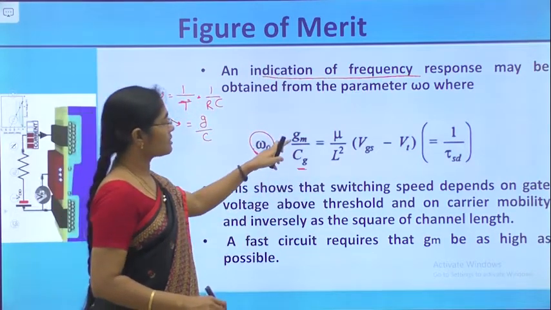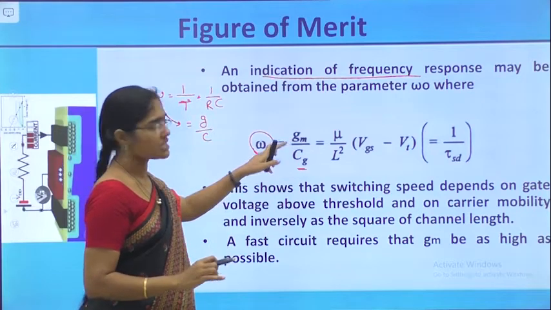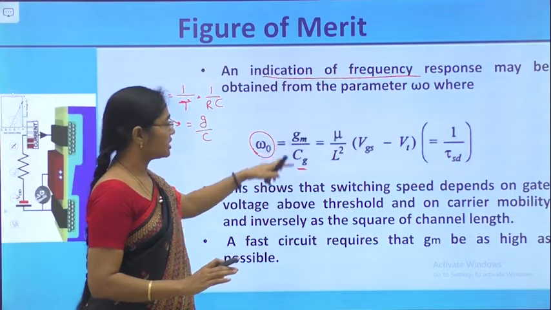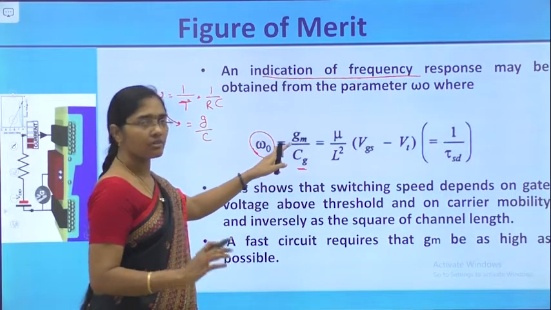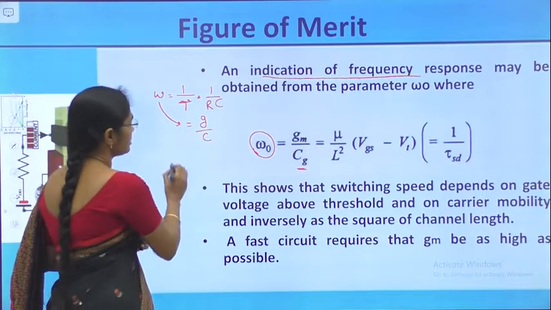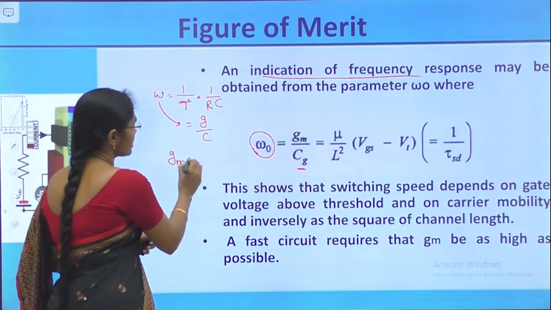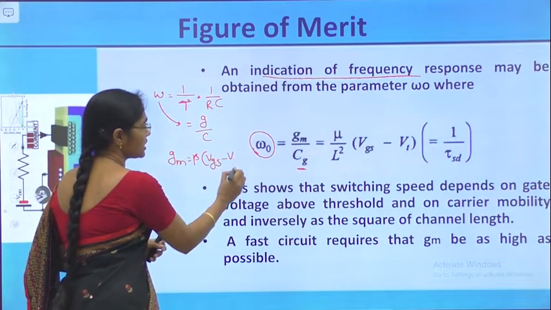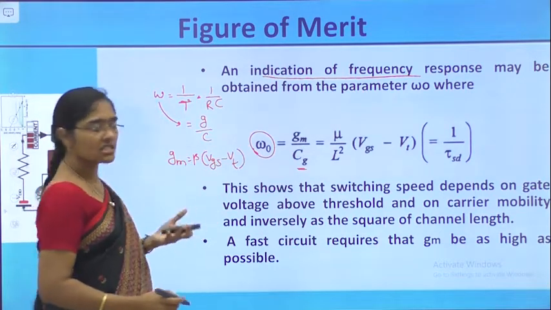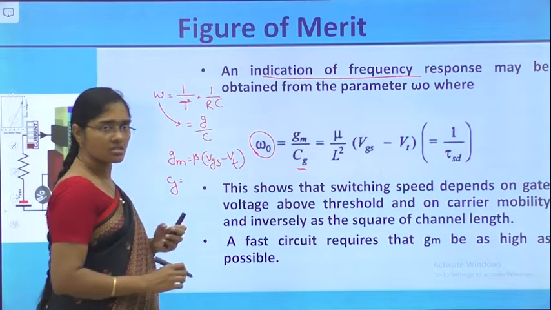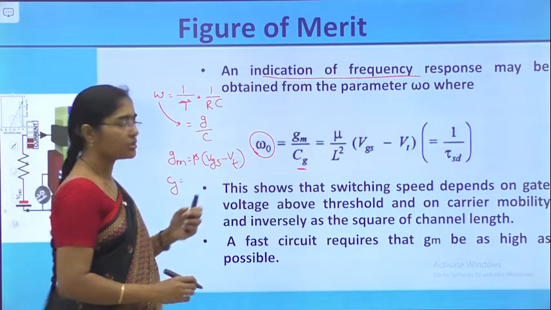Gm by Cg, where Gm is the transconductance of the MOS transistor and Cg is the gate capacitance of the MOS transistor. If these two are substituted, we know the formulas for Gm and Cg. What is the Gm equation? Gm we have seen already, that is equal to beta into VGS minus VT. Substitute that Gm value. What is Cg? We know that Cg is a parallel plate capacitance: epsilon naught, epsilon insulator, W L by D.